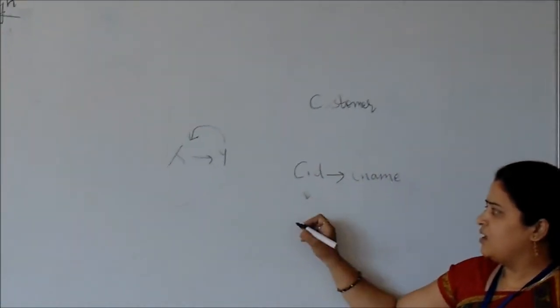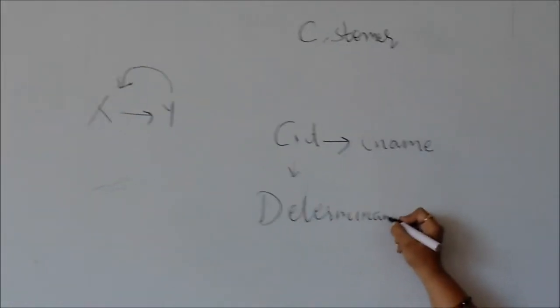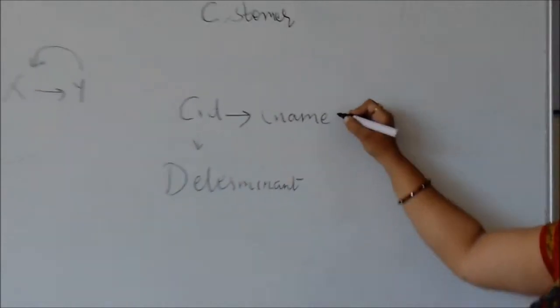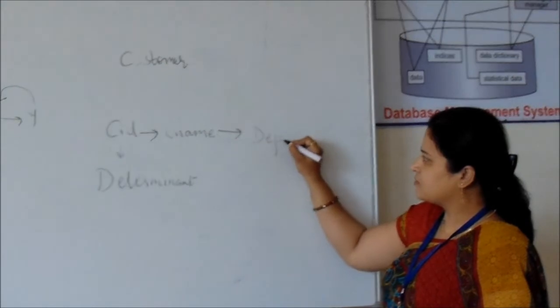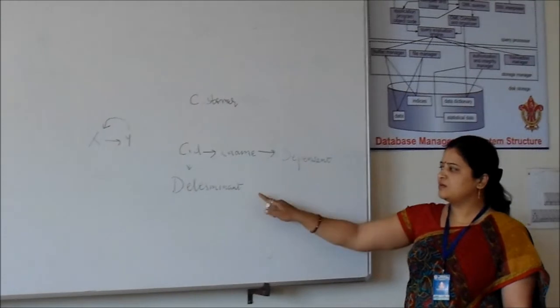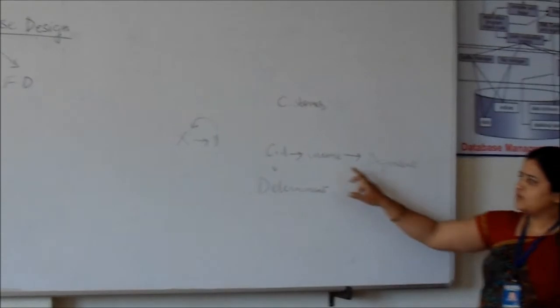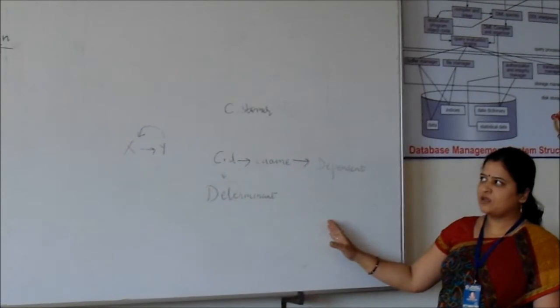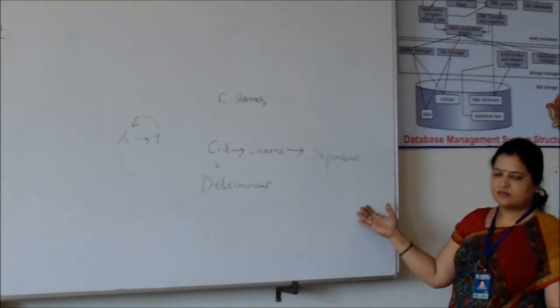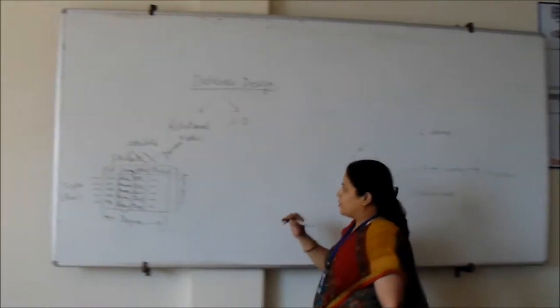So this left hand side is known as determinant. This is the determinant of the dependency. And this right hand side which we are deriving from this determinant is known as dependent. So a functional dependency is the relationship between this determinant and dependent attribute inside a relation model. So with the help of this dependency, we can easily define what the contents of a particular relation is associated with another attribute. Similarly, proceeding in the same way, let us take an example of employee.